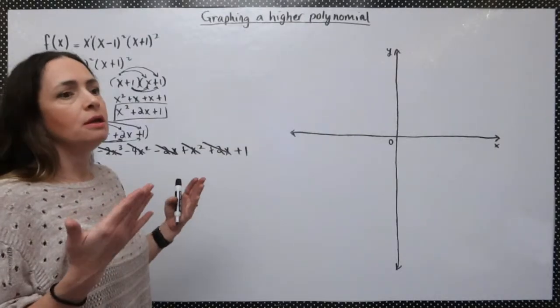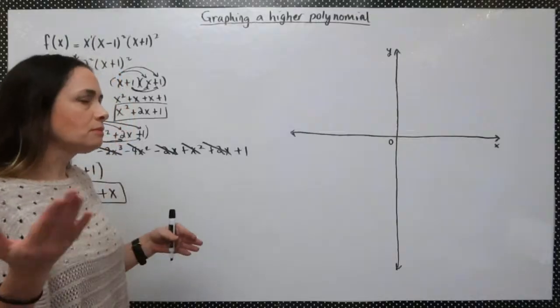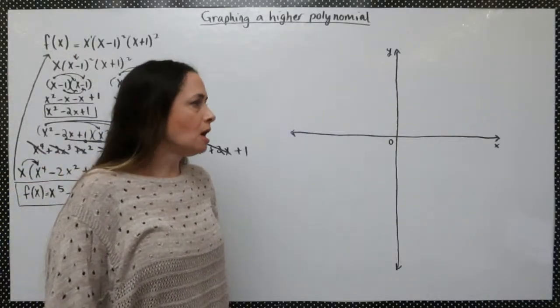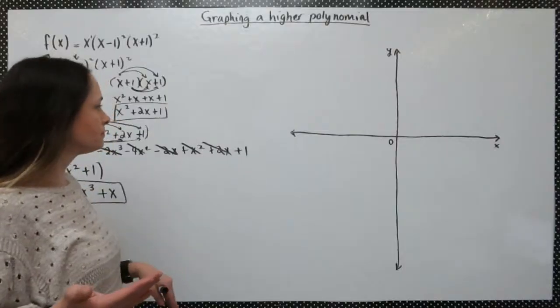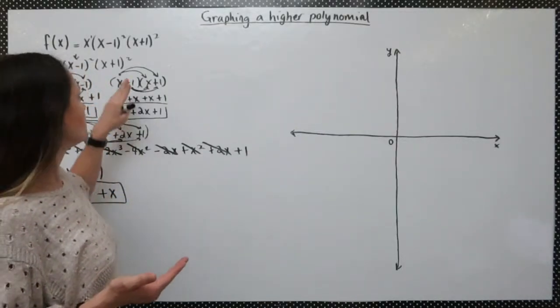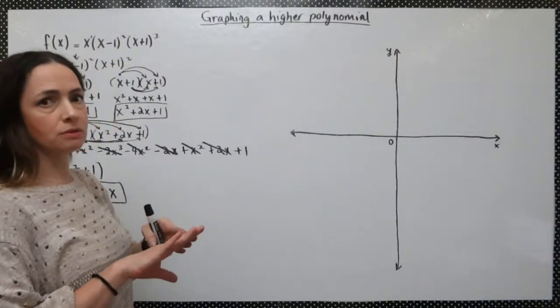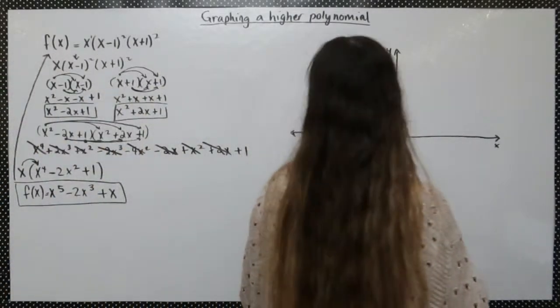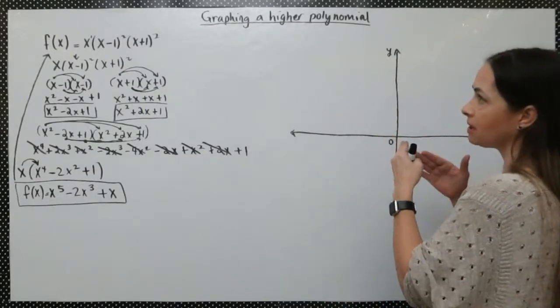Like if you were sitting on a bench or a fence post or something. What that's telling you is that at that value, that 0, your graph is bouncing. So I kind of know what to expect. I just don't know exactly which way the bounce is going.